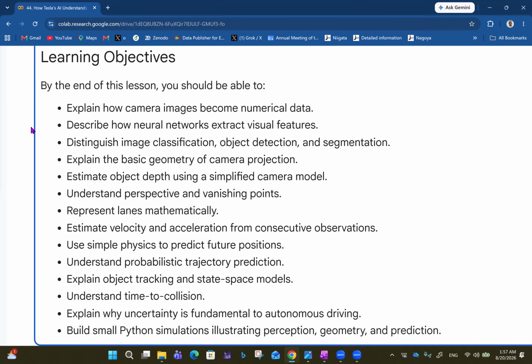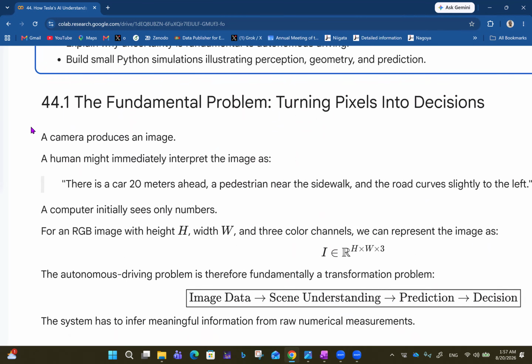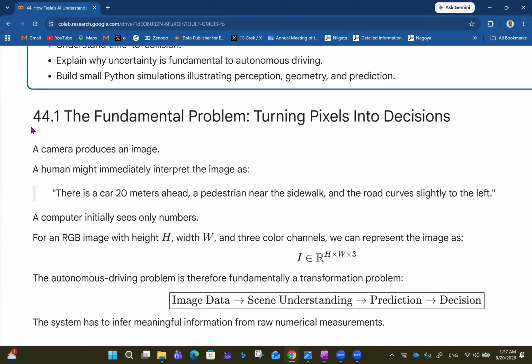Of course, everything a driver is doing is to avoid obstacles, to avoid colliding with other objects or other cars. So also explain why uncertainty is fundamental to autonomous driving and build small Python simulations illustrating perception, geometry, and prediction. By the way, this is just a sneak peek into the reality. It's not exactly what everything looks like, but this is just telling us the workings of Tesla AI.